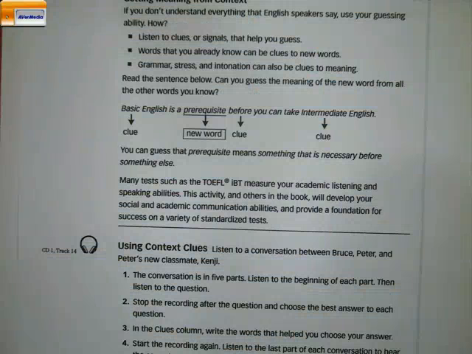This is your first context. You'll be doing this also on exams. Peter, Bruce, and Kenji are speaking.